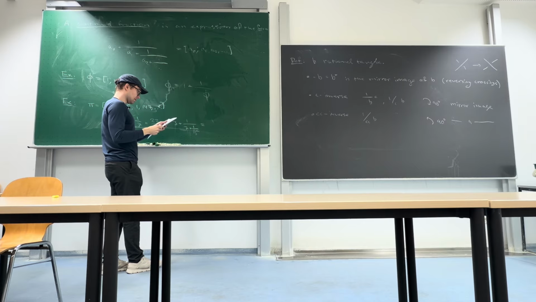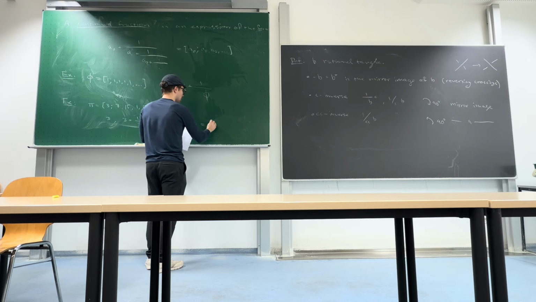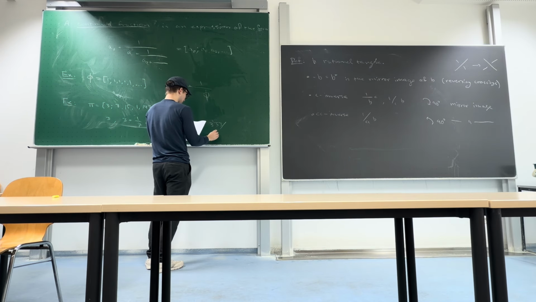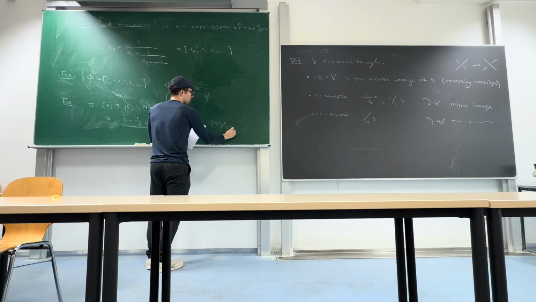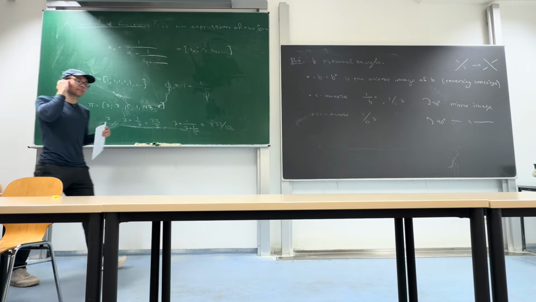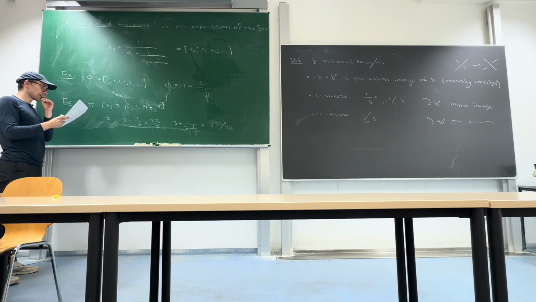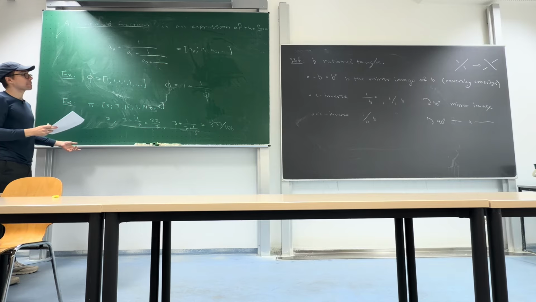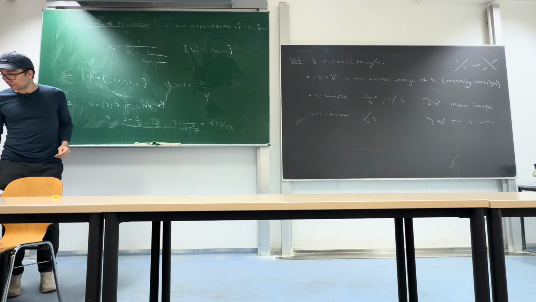And this gives you 333 divided by 106. And this is also an excellent approximation of pi. Right. And so now back to continued fractions.